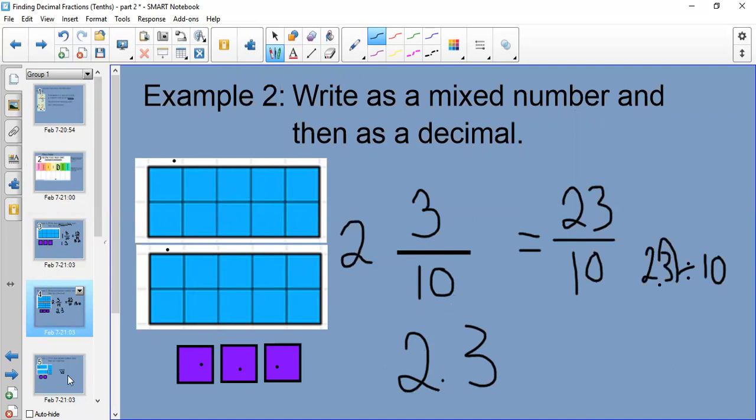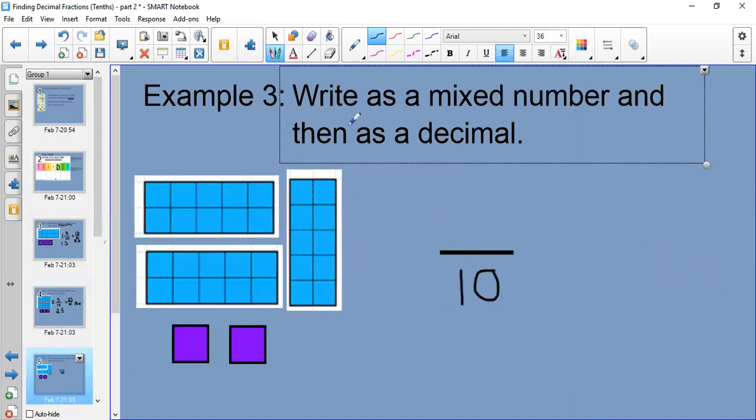Let's do one more example. Write as a mixed number and then as a decimal. So how many whole parts do we have? We've got 1, 2, 3. So we've got 3 whole parts of 10, always out of 10. We're working with tenths today, so everything will be out of 10. 3 whole parts of 10 and 2 parts of that are shaded in purple.